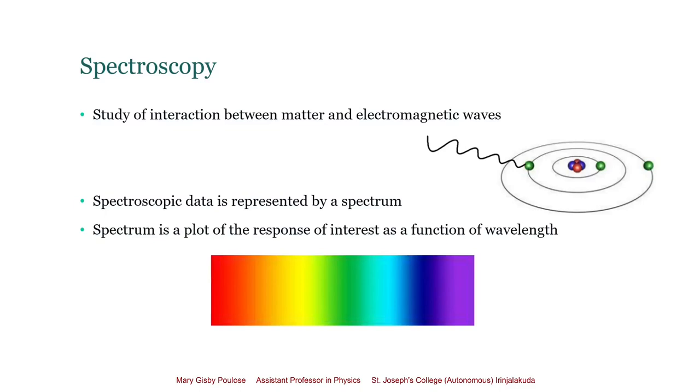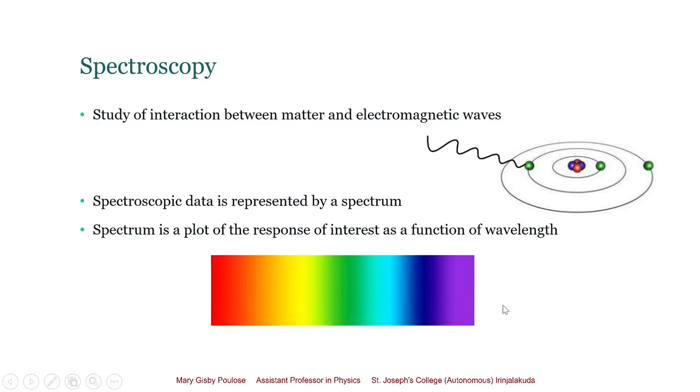If we want to record the amplitude of the transmitted light, we should record transmittance on the y-axis. If we want to record the absorbed light, the amplitude of the absorbed light, we will record the absorbance on the y-axis. Okay. So here is shown the picture of a spectrum.